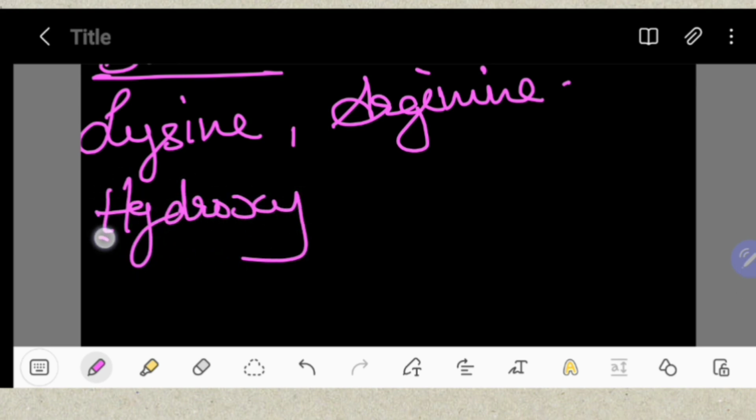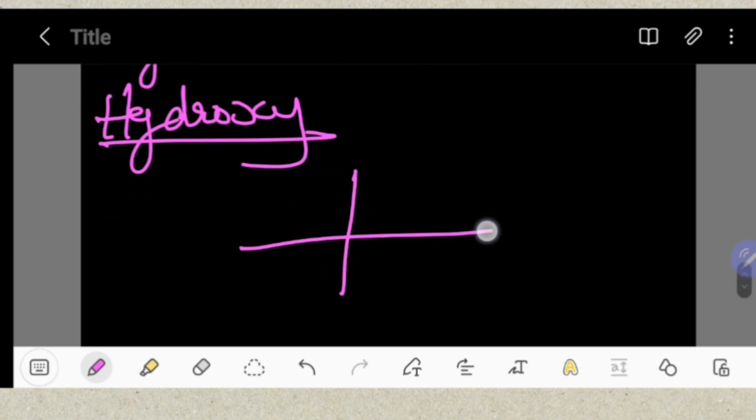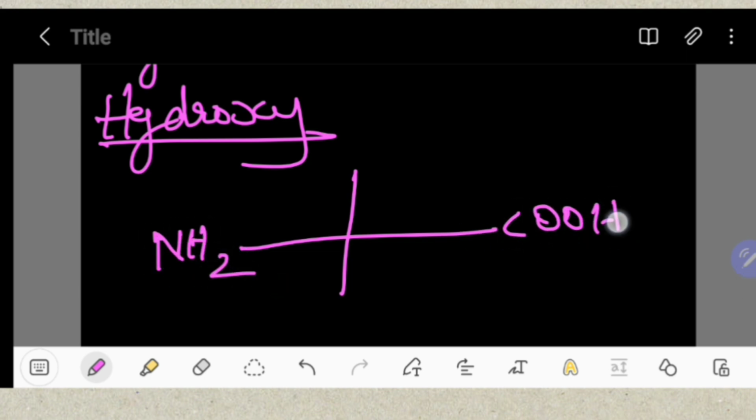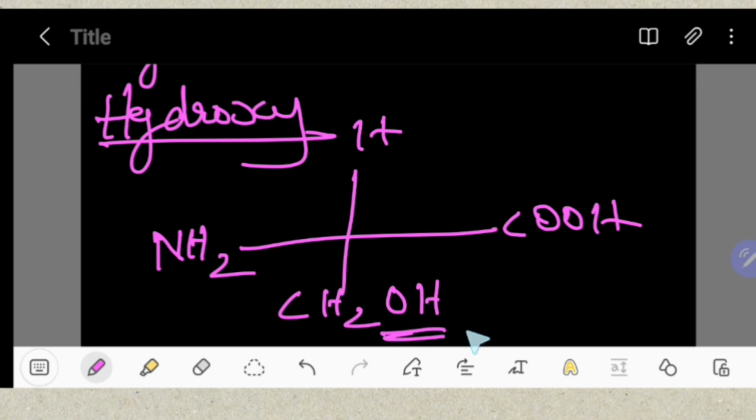Then you can have some hydroxy amino acids, that is, they contain a hydroxy group. See, serine. They contain a group containing OH. This is what you call serine, a hydroxyl amino acid. They have a hydroxyl group.